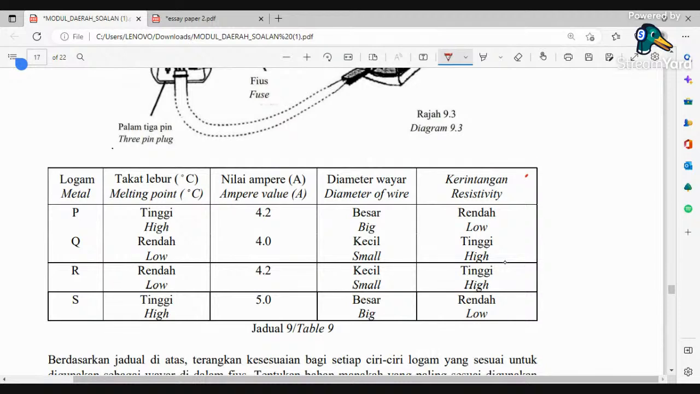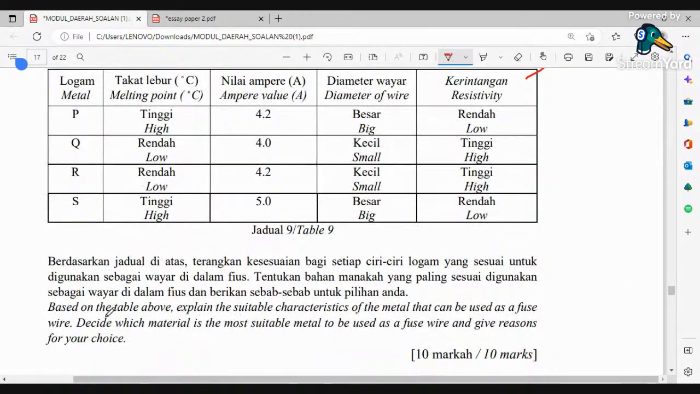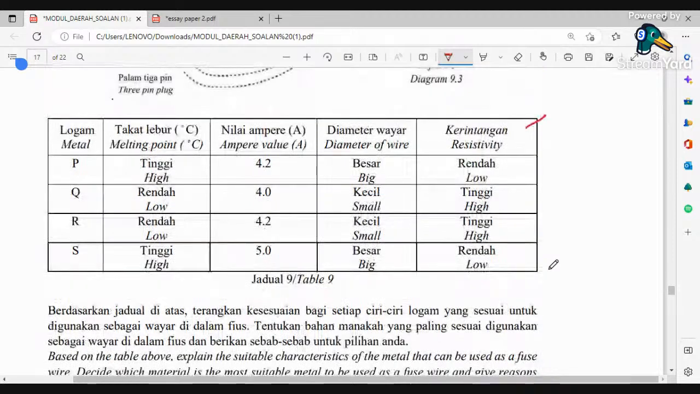Okay, this one is the characteristic of the metal. We have four metals here: P, Q, R, S. Based on the table above, explain suitable characteristics of metal that can be used as a fuse wire. Decide which metal is the most suitable to be used as fuse wire and give reasons for your choice.